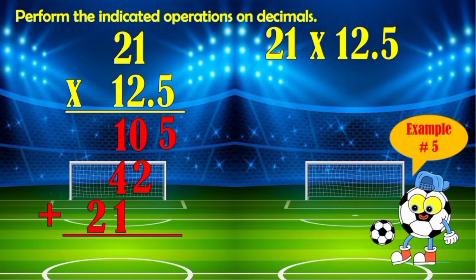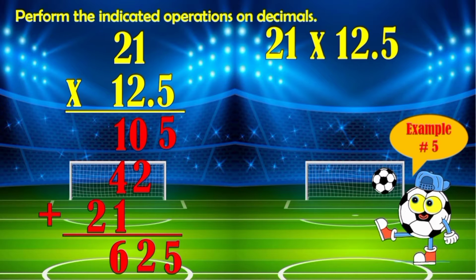Now let's add all the products. Bring down 5. 0 plus 2 is 2. 1 plus 4 plus 1 is 6. And bring down 2. For the decimal point, add the decimal places in the factors. We only have 1, so we need to move the decimal point of the product 1 time to the left.